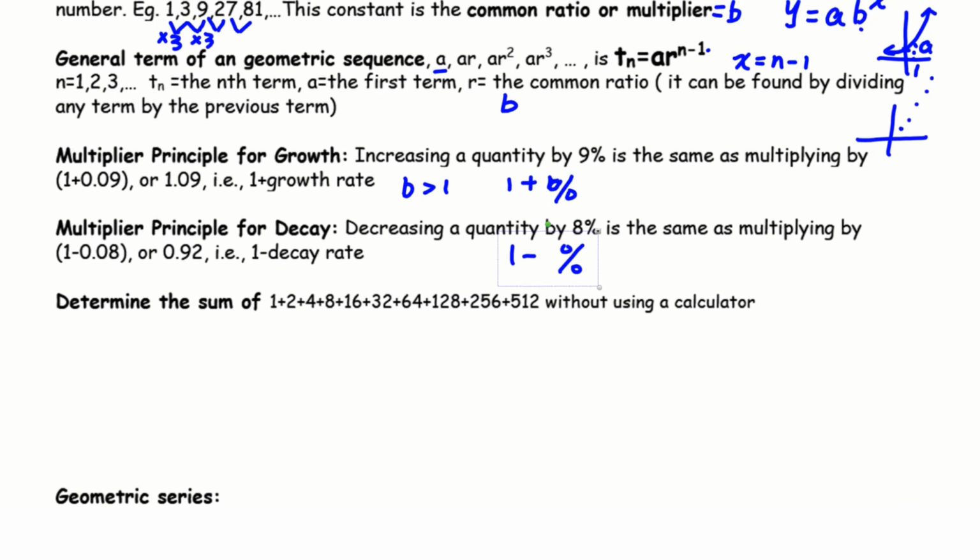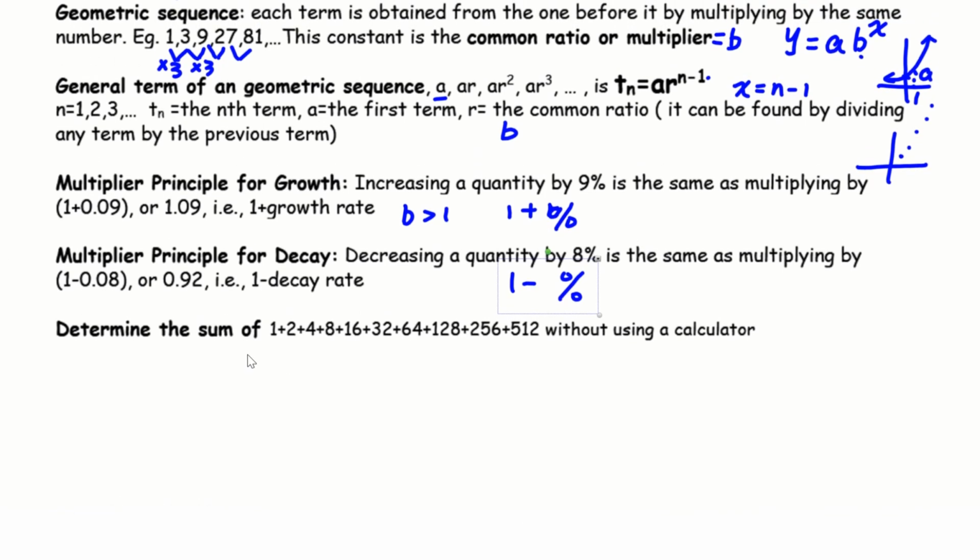Now we are going to see, same as before, how to determine the sum of terms. Here are 10 terms: 1, 2, 3, 4, 5, 6, 7, 8, 9, 10. How do we determine the sum of these 10 terms? We don't want to use a calculator, so we want to see how we can find the sum easily. The ratio here is 2 divided by 1, which is 2. So we are going to multiply this ratio by the sum.